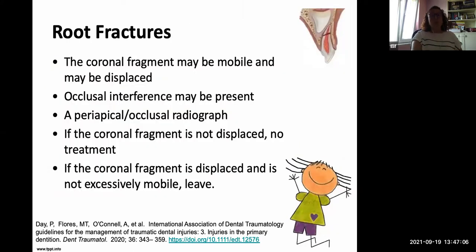In root fractures, the coronal fragment might be mobile and may be displaced. Occlusal interference may be present. So we need to take a radiograph, and if the coronal fragment is not displaced, or if it is displaced but not excessively mobile, we need to do no treatment. We may leave it as it is.